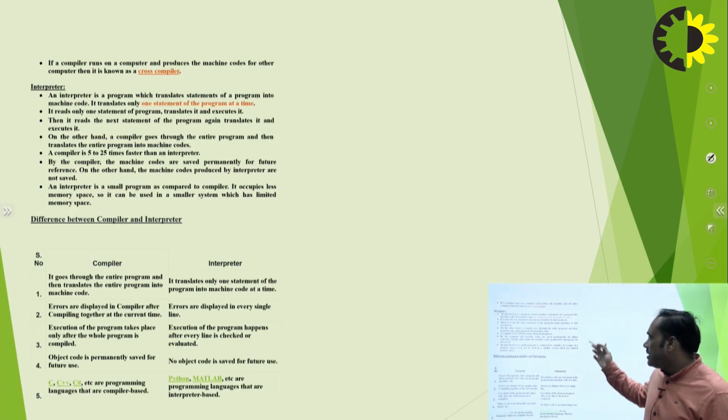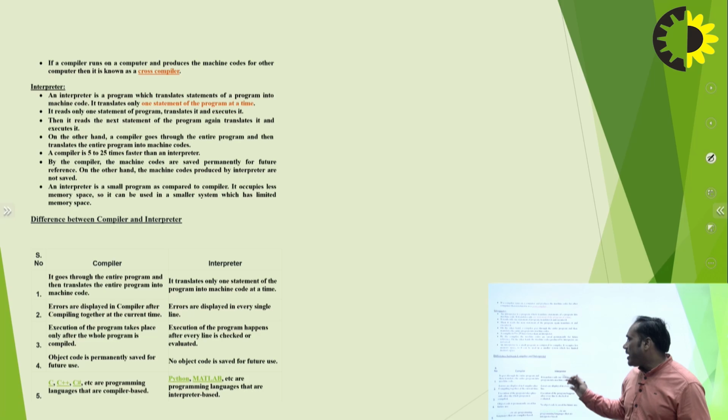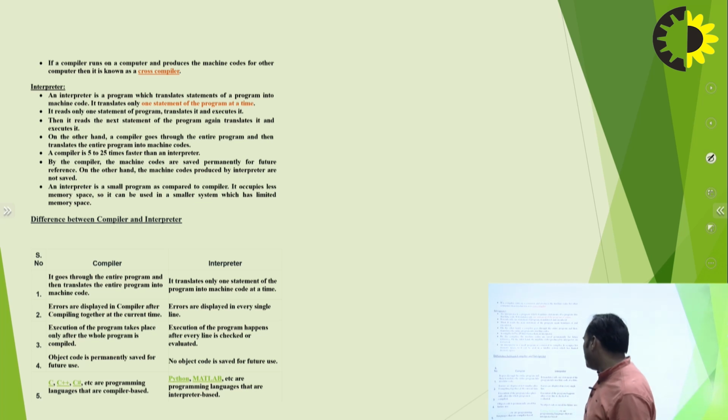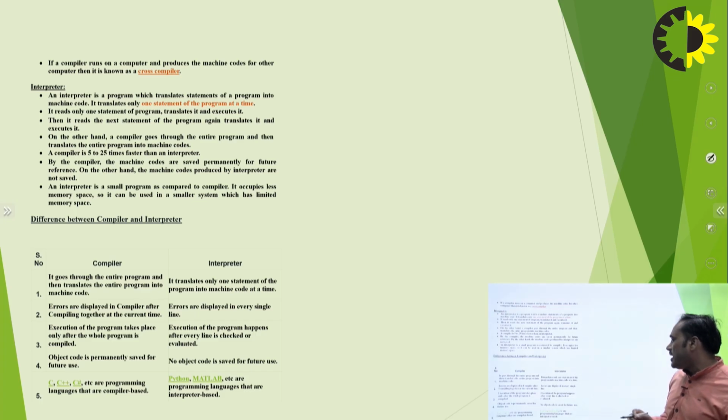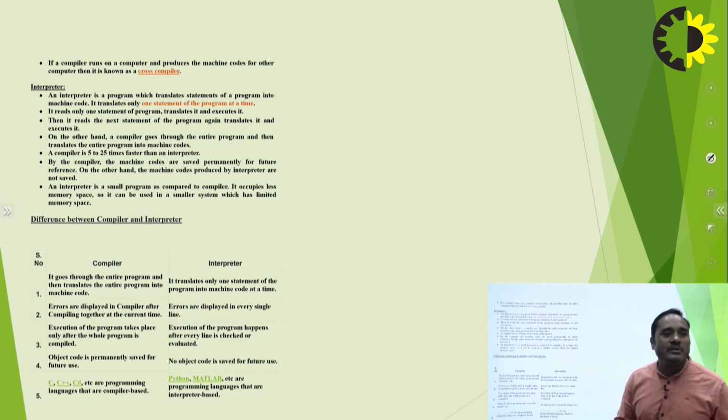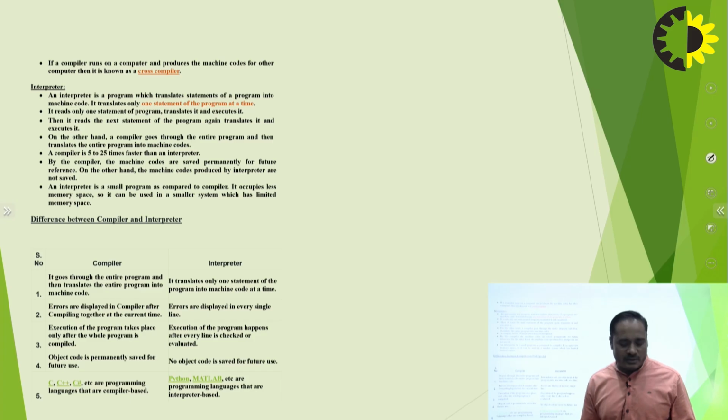So these are the differences between the compiler and interpreter. The compiler compiles the whole code at a time, but the interpreter interprets the code line by line. These are very important differences, because a compiler is basically designed in C, C++ and C#, but the interpreter is designed in Python and MATLAB. So they are designed in different forms.